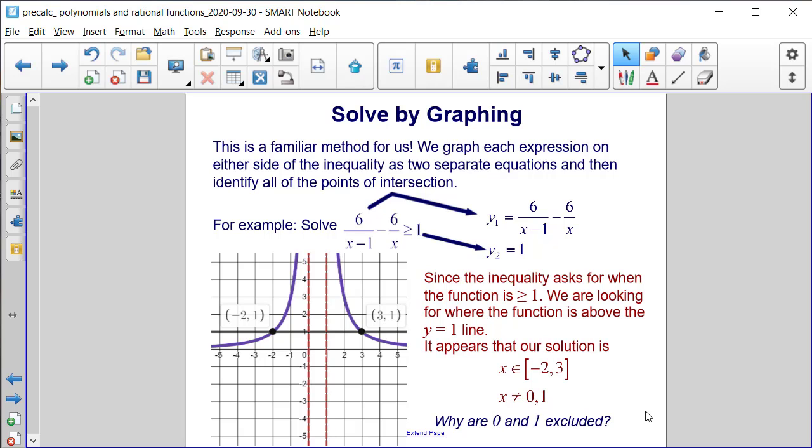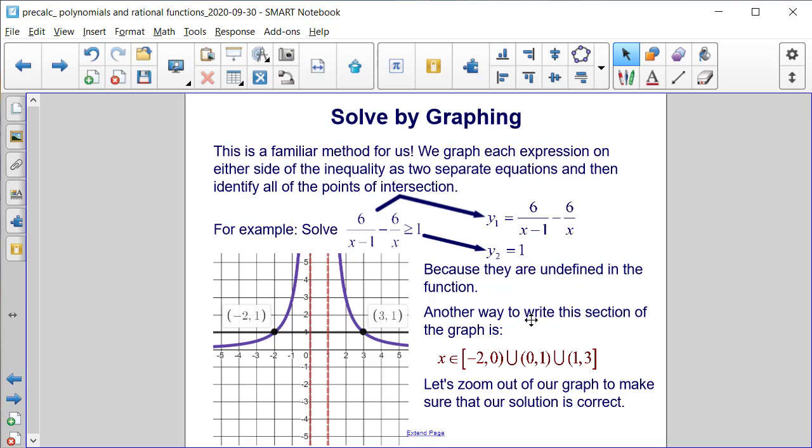Well, why is that the case? Well, the reason why x equals 0 and x equals 1 are not included is because that's where the rational function equals 0 in the denominator or is undefined. So because the function's undefined at x equals 0 and x equals 1, they are not included in this set. So another way to write this section of the graph is that x is contained in the interval from -2 to 0, including -2, in union with 0 to 1, in union with 1 to 3, where 3 is included.